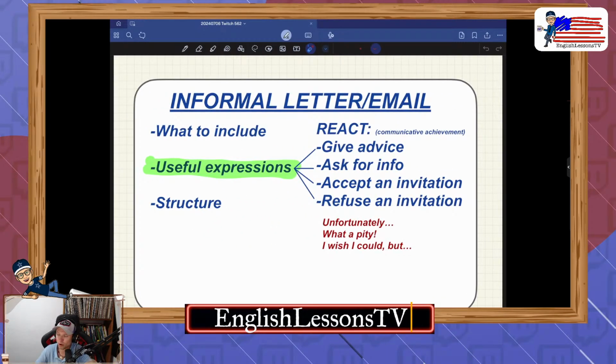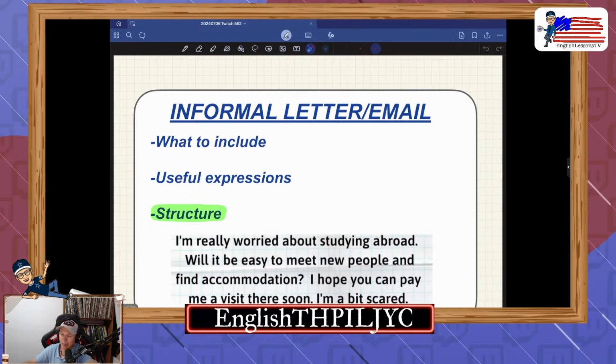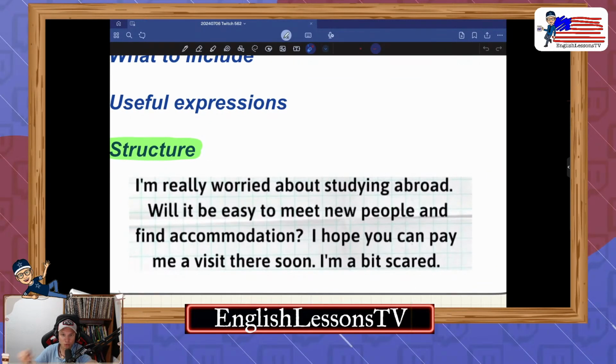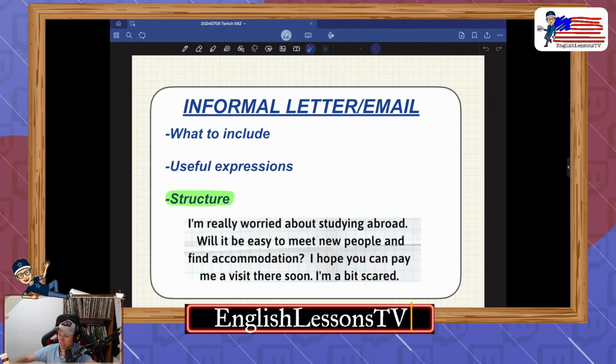So these are the four reactions that you may get: give advice, ask for information, accept an invitation, and refuse an invitation. So now we're going to see a real letter. It says, I'm really worried about studying abroad. Will it be easy to meet new people and find accommodation? I hope you can pay me a visit there soon. I'm a bit scared. So there will be, most normally there are three questions that you need to deal with in an email. Let's take a look at them.